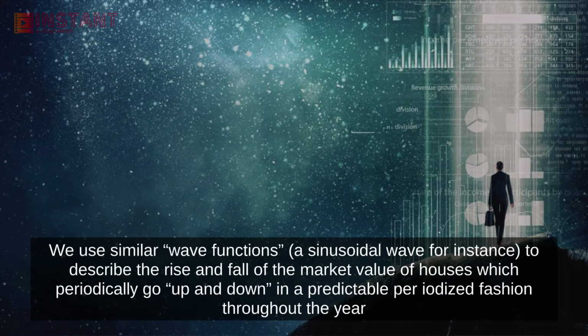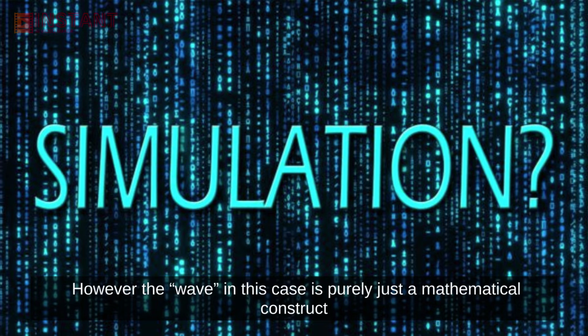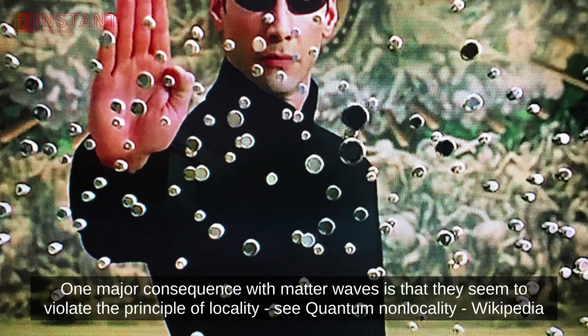We use similar wave functions, a sinusoidal wave for instance, to describe the rise and fall of the market value of houses, which periodically go up and down in a predictable, periodized fashion throughout the year. However, the wave in this case is purely just a mathematical construct.